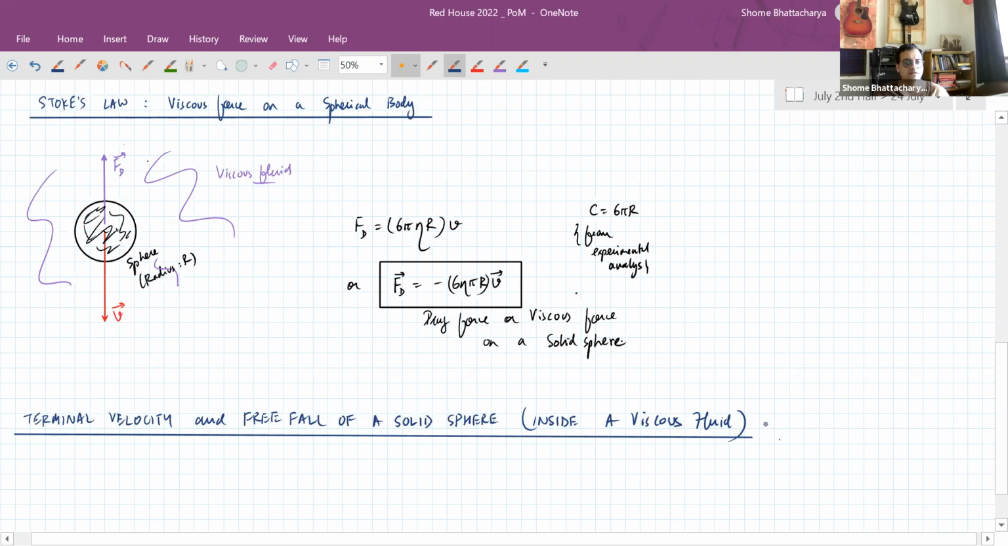So we'll understand the entire dynamics of what happens when, let's say, a solid spherical body starts from rest and starts falling under the action of gravity inside a viscous fluid, how its velocity behaves with respect to time before it finally becomes a constant or terminal value, or steady value, you can say. We'll look at that aspect next.